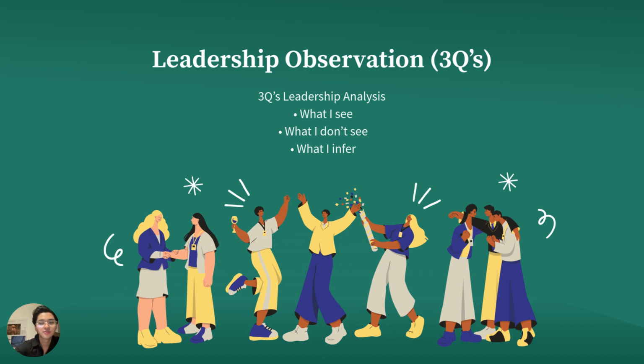Using the 3Qs framework, I analyzed leadership behavior in this environment. What I observed is a leadership style that focuses strongly on results and efficiency. Leaders design tasks clearly and monitor deadlines closely. However, what I did not see frequently was emotional support, collaborative decision making, or strong employee empowerment. Based on these observations, I inferred that the dominant leadership style in this workplace is transactional leadership.